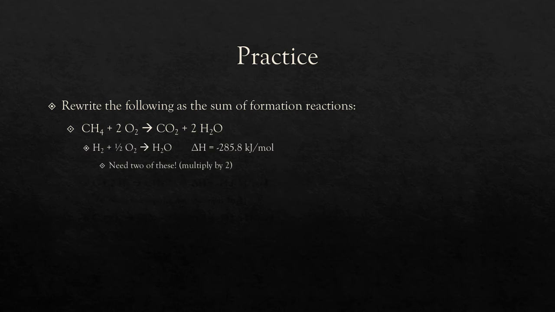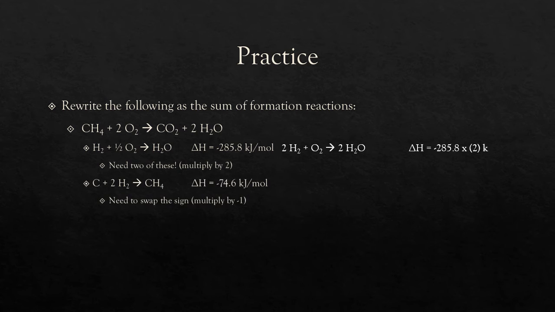Let's start with H2O. H2O is a product, but 2 moles of H2O are formed. So we're going to need to multiply the formation reaction by 2. The enthalpy of this reaction is negative 285.8. So when we multiply this by 2, we also are going to multiply the enthalpy of that reaction by 2.